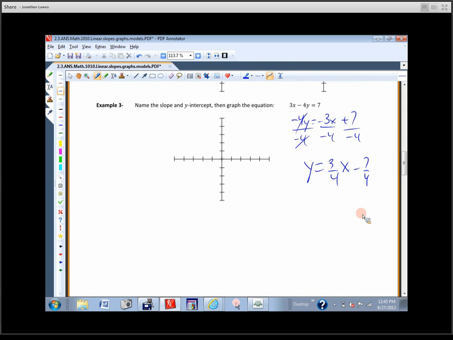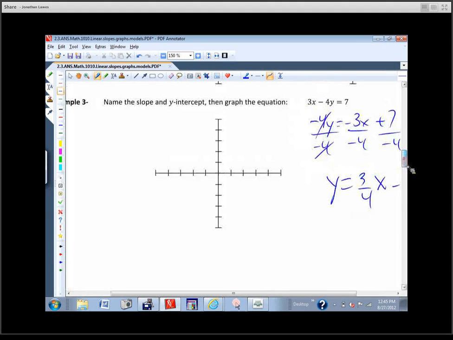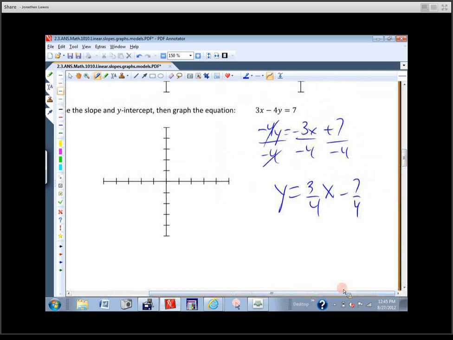7/4. Okay, can you graph a fraction exactly? No, but we can get close. So I'm going to blow this up just a little bit. And here's what we want to graph. We want to graph 7/4 as the y-intercept. So let's see, 7/4. 1 3/4, right? So that means it's going to cross about right there, a little closer to -2 than it is to -1.